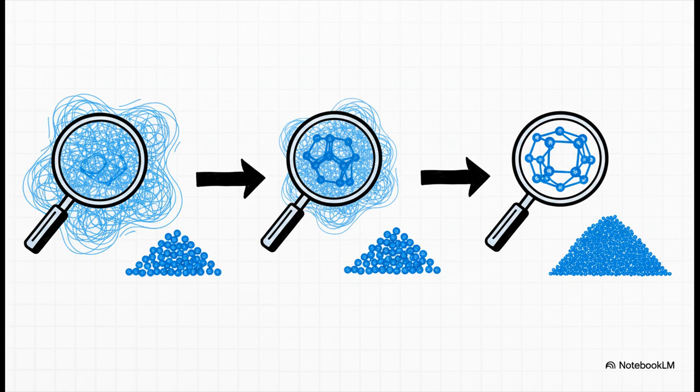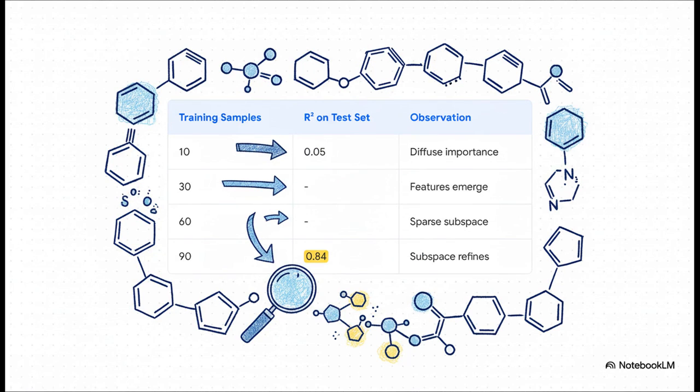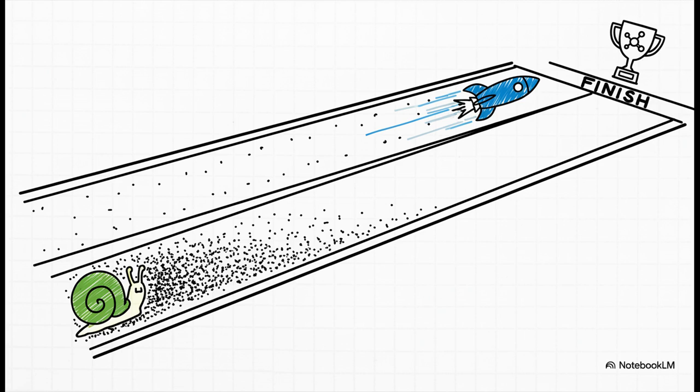The next claim to investigate is that the identified subspace actually adapts and improves as more data is introduced. This is not a static, one-shot process, it's a dynamic one. We can see this process clearly on the free-solve dataset. When you start with just 10 training samples, the model's view on which features are important is very diffuse. But as you add more data, moving to 30 and then 60 samples, a clear, sparse subspace starts to take shape. By the time you reach 90 samples, the subspace is well-defined, and you see a corresponding jump in predictive performance, with the test set R-squared increasing to 0.84. So the model is accurate and it adapts.